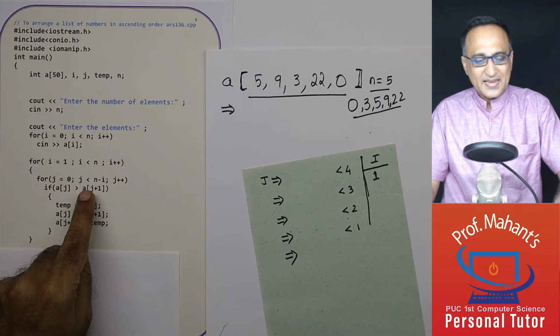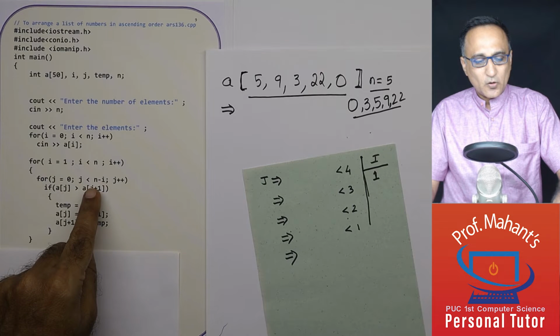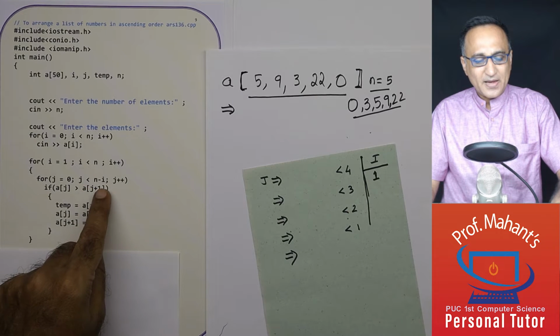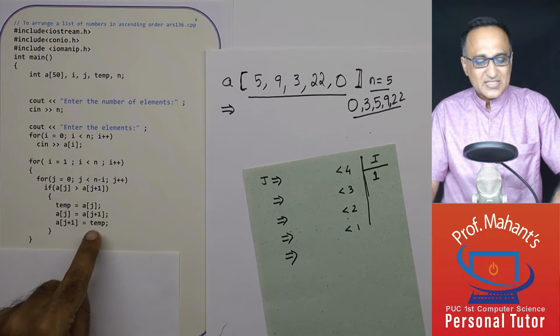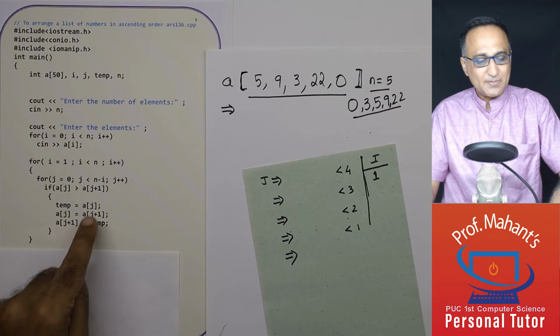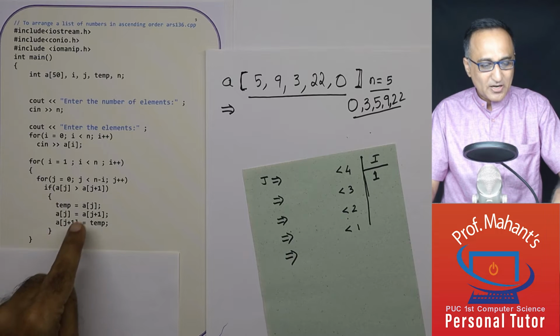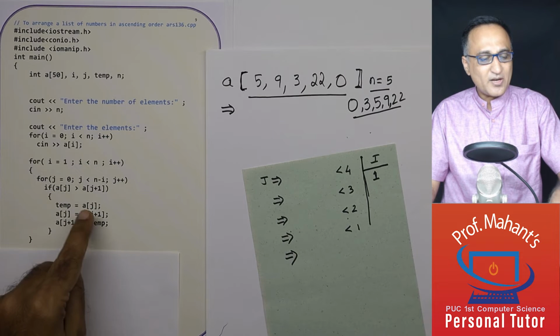So first time I is 1. Okay, so n is say 5. 5 minus 1 is 4. So this will execute 4 times. Next time it will execute 3 times. Next time it will execute 2 times. Next time it will execute once, and finally it will not execute.